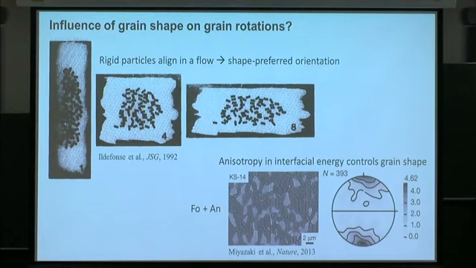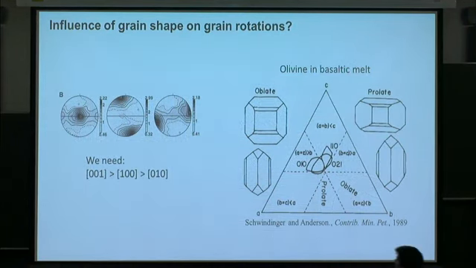In this case, they're coupled, okay? Because it has to do with the anisotropy in surface energy, the interfacial energy. In this system where you have forsterite associated with anorthite, particular boundaries are more energetically favorable, so they tend to be longer. So the shape is controlled by the crystallography. And that's the point I'll make right here.